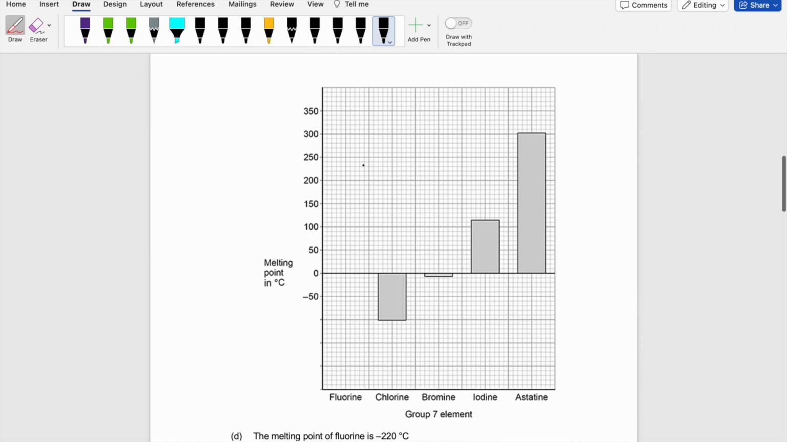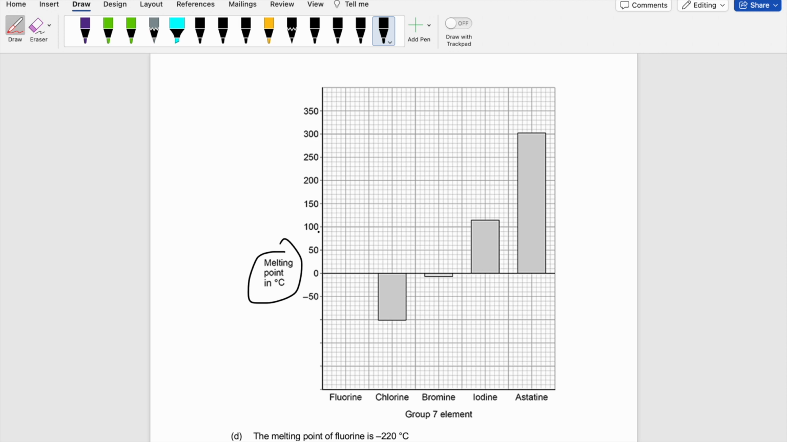So whenever I get a graph question, I like to familiarise myself with the graph first, okay? So even before I read the question, I want to see what the graph's showing me. So if we look on this y-axis here, we can see that we've got melting point in degrees C. We can see that we've got 0 degrees here in the middle. Well, not in the middle actually, but we've got 0 degrees on this x-axis here.